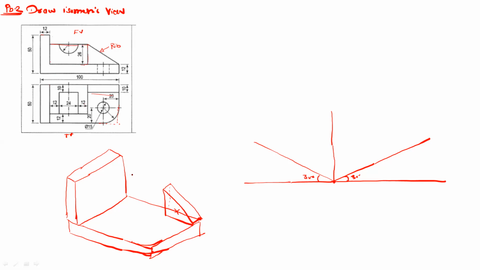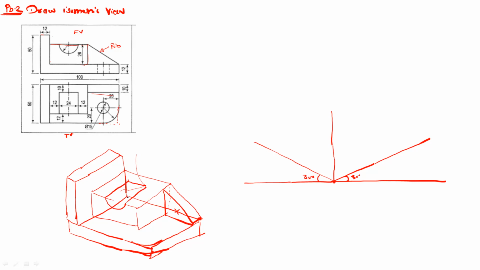So you can create one box here. You can join this. In this way, you can create one reference box. Actually this complete box is not visible. There is one semicircular slot. So then you can create this semicircular slot. So this is a rough sketch for the given 3D object.